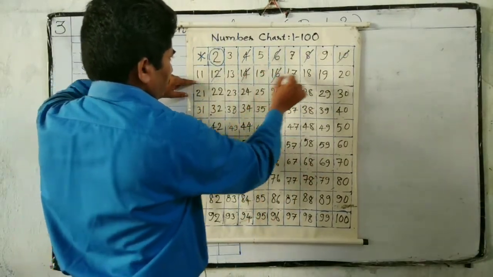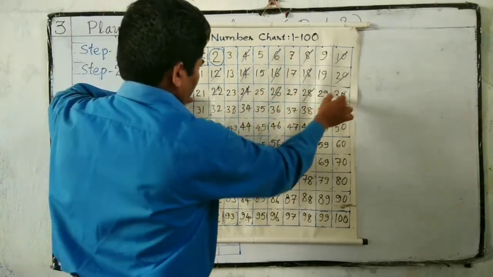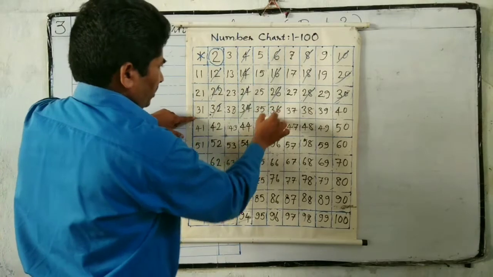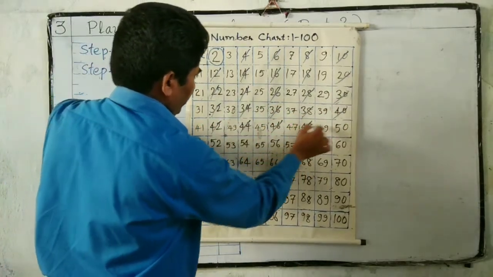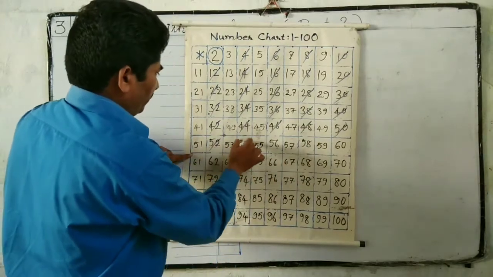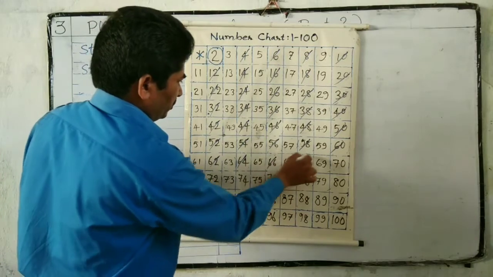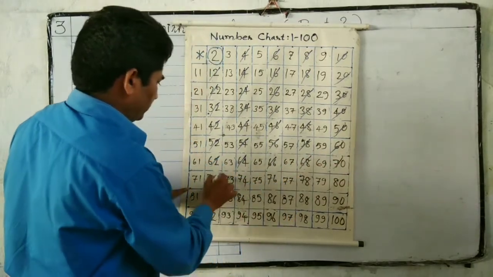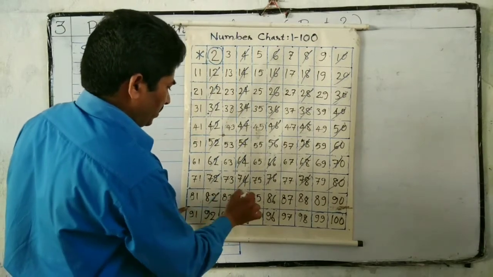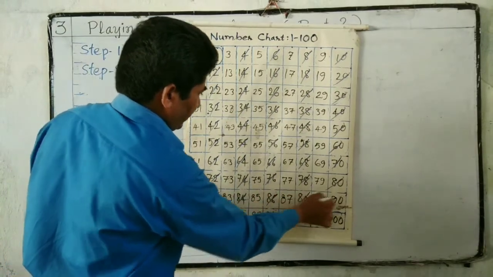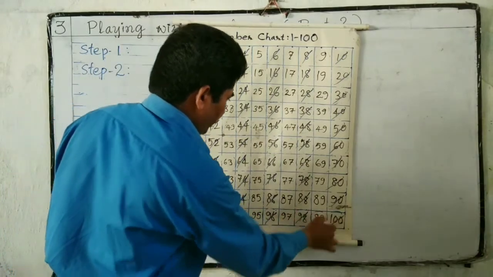12, 14, 16, 18, 20, 22, 24, 26, 28, 30, 32, 34, 36, 38, 40, 42, 44, 46, 48, 50, 52, 54, 56, 58, 60, 62, 64, 66, 68, 70, 72, 74, 76, 78, 80, 82, 84, 86, 88, 90, 92, 94, 96, 98, 100.